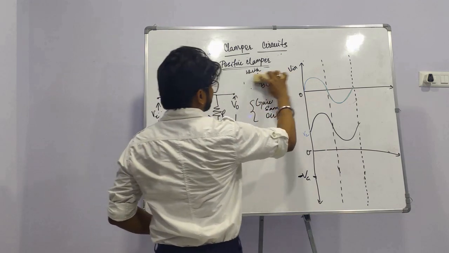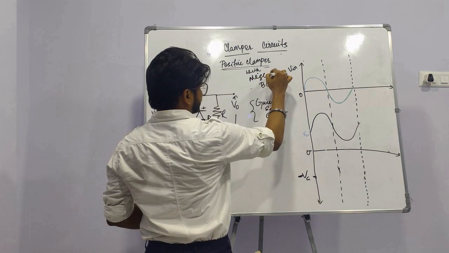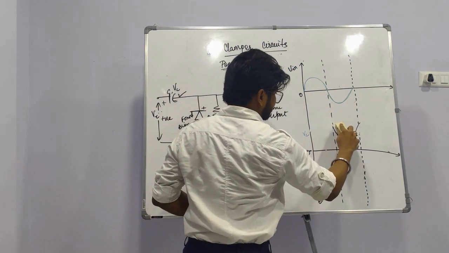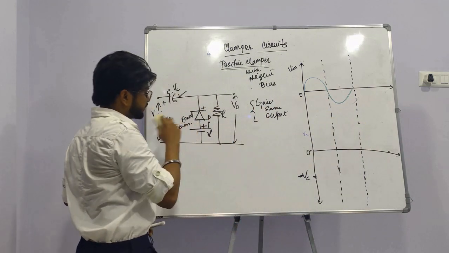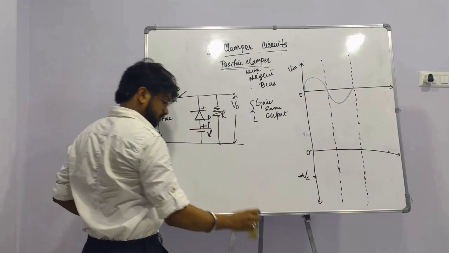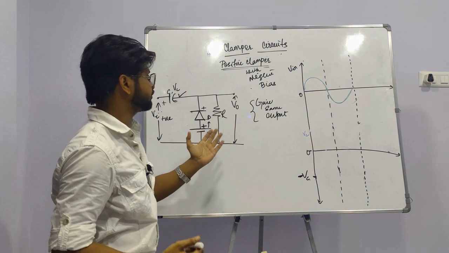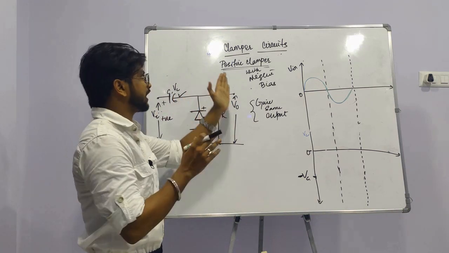Now we'll move on to positive clamper with negative bias. As I said, in negative bias condition, it is all the same as we discussed in the clipper circuit. The construction and operation are the same, but the output is different as we have a capacitor there, which is the clamper circuit.